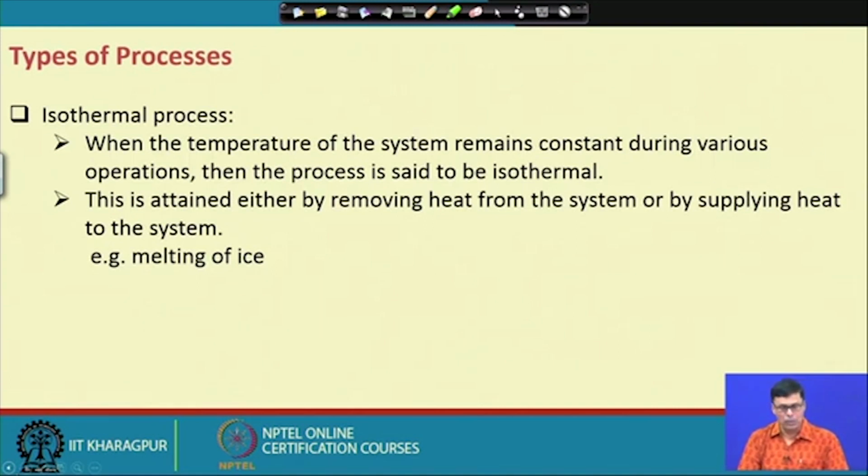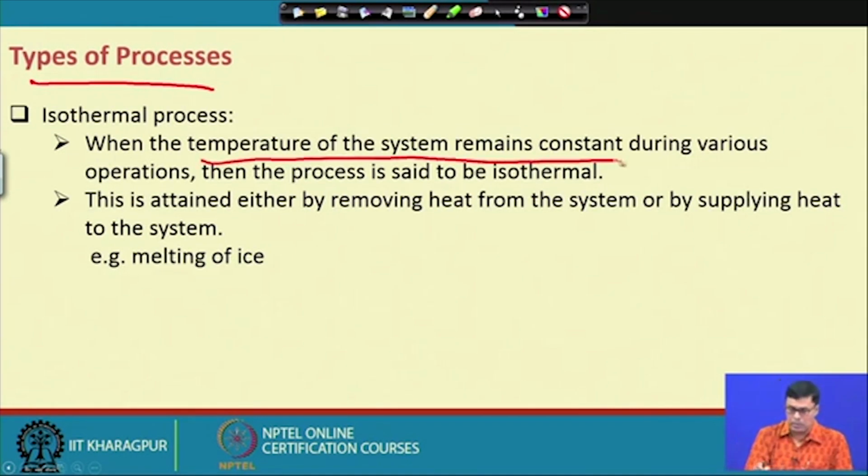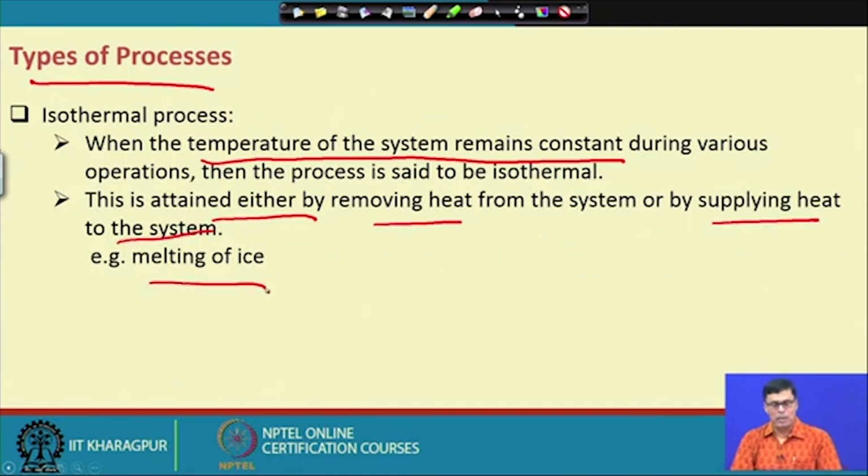Now, if you come to the process, we have two types of process. One is called isothermal process and the other adiabatic process. Now, in an isothermal process, basically the temperature of the system remains constant, and in an adiabatic process, there is no heat transfer that takes place. That is how this is defined. In an isothermal process, the temperature is kept constant either by removing heat or supplying heat to the system, as for example, melting of ice.